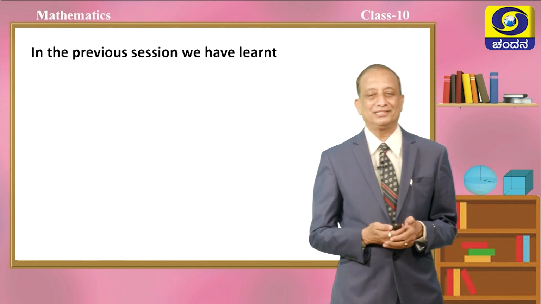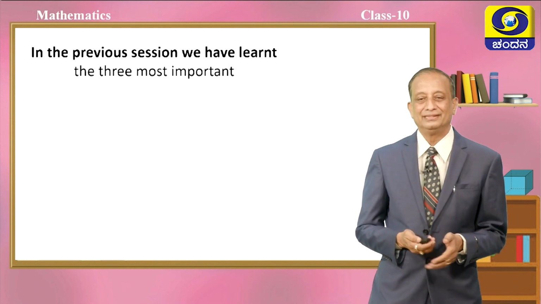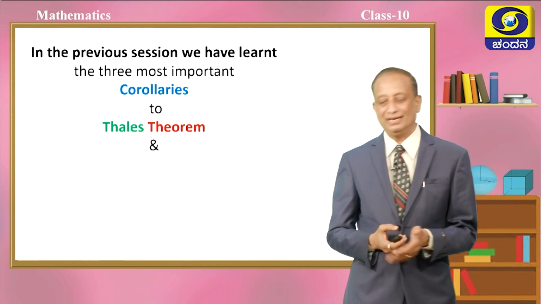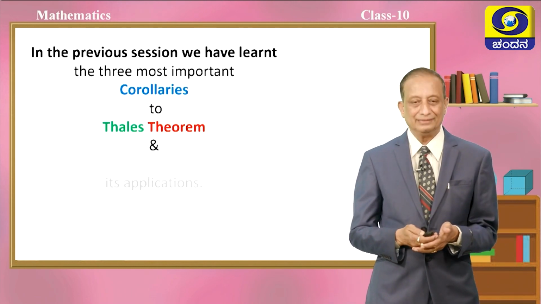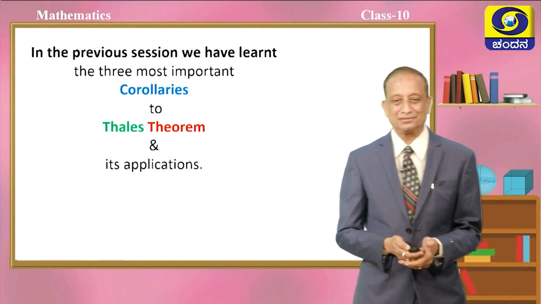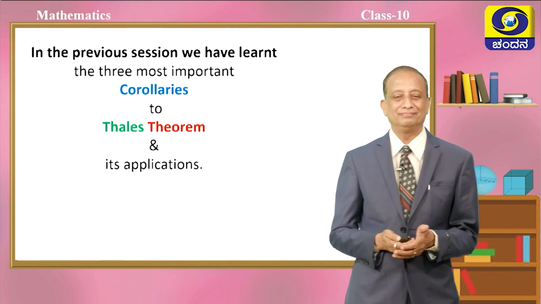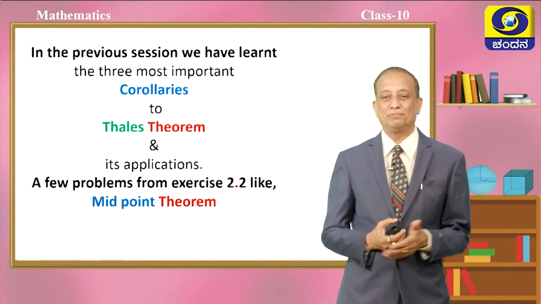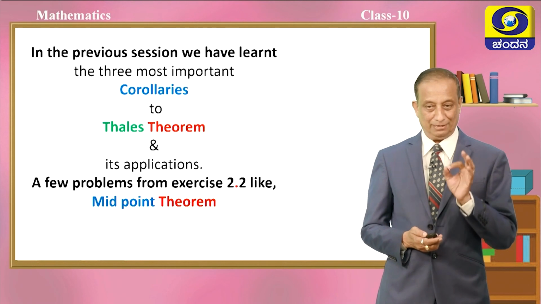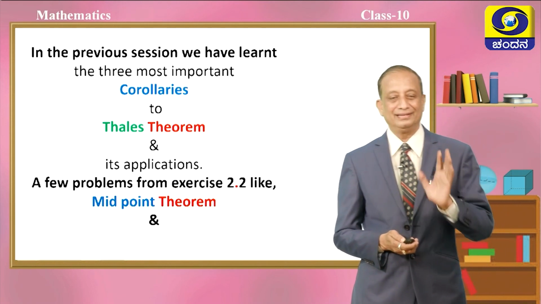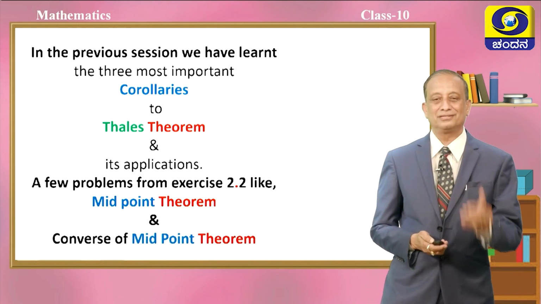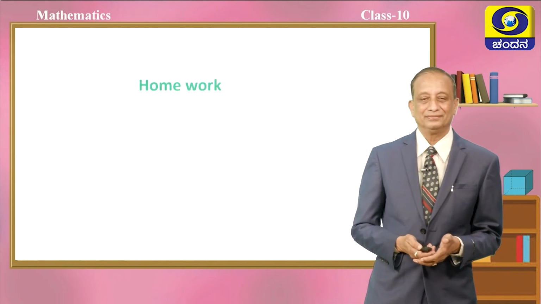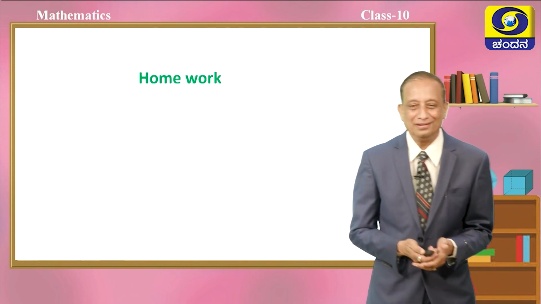In the previous sessions we have learnt the three most important corollaries to Thales' theorem and some of its applications also. Can you just recall them children? Yes, and a few problems from exercise 2.2 like the midpoints theorem and the converse of the midpoints theorem also we have discussed using BPT, correct? Okay, and can you recall the homework?